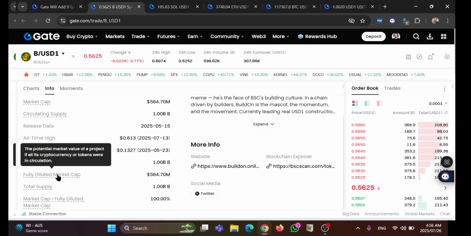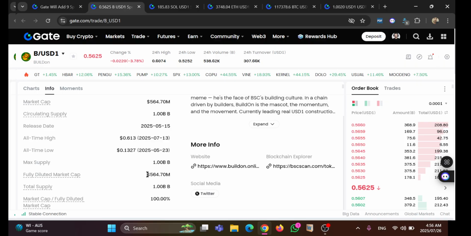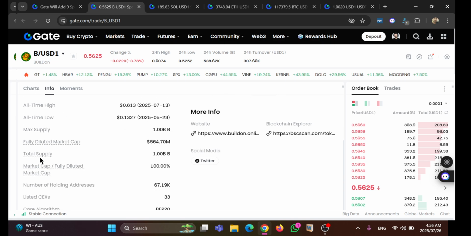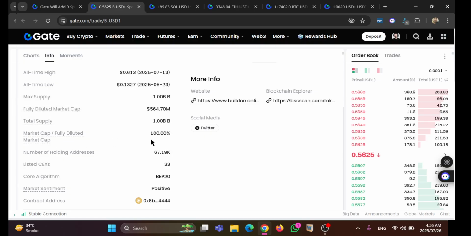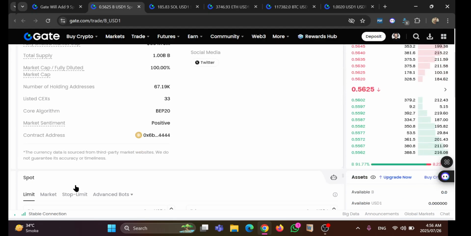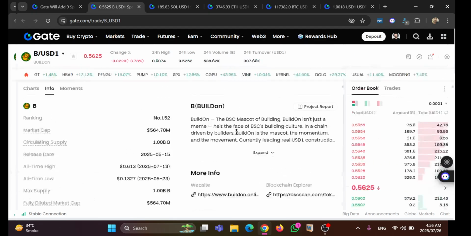Fully diluted market cap is 564.7 million USD1, and total supply is 1 billion B. The fully diluted market cap of B is 100%. The number of holding addresses is 67.19 thousand. Listed CEX are 33 and the core algorithm is BEP20. Market sentiment is positive today. And let's read about this.